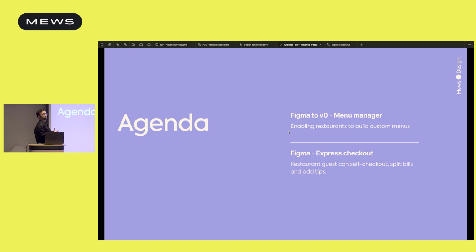So we have been working on building a custom menu builder for restaurants, where they can build any sort of menu. That we did on Figma to V0, and then we'll go to a full Figma prototype for self-checkout, so splitting bills, paying bills at a restaurant.